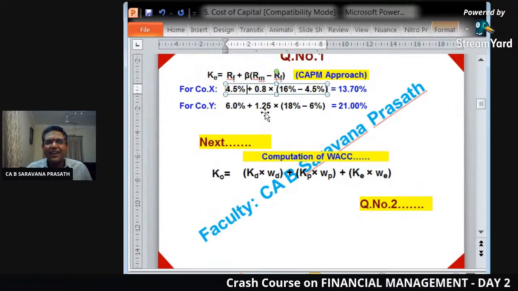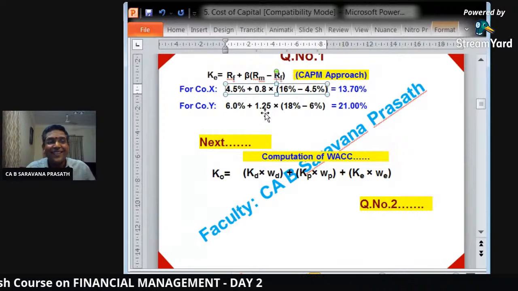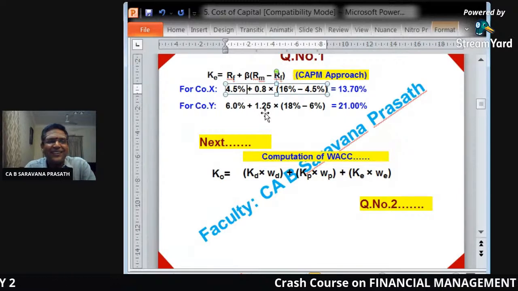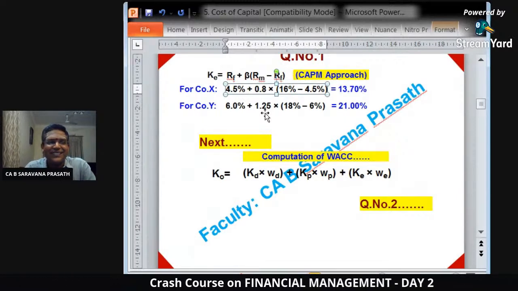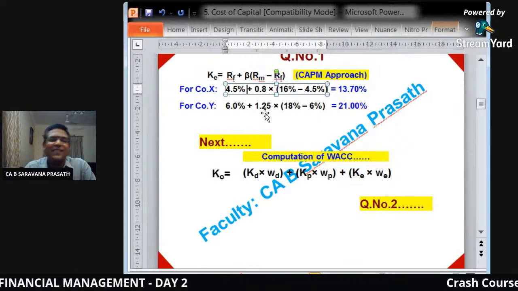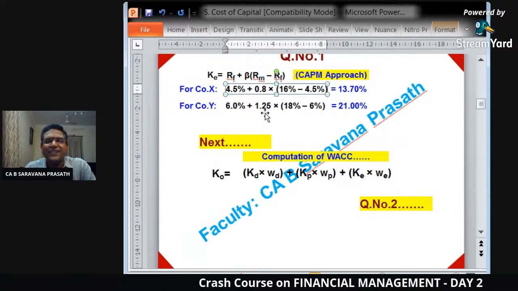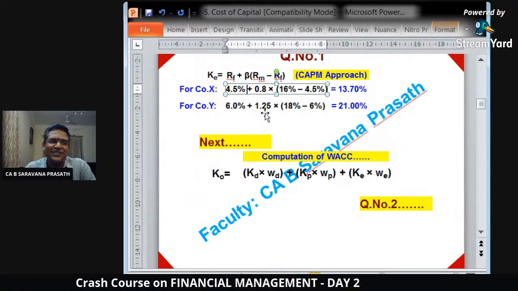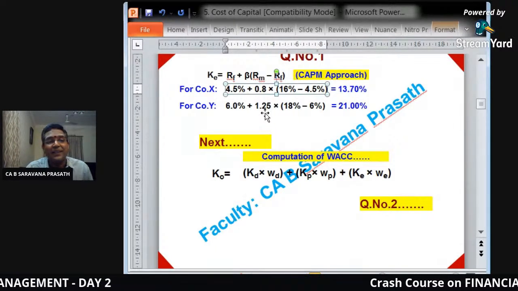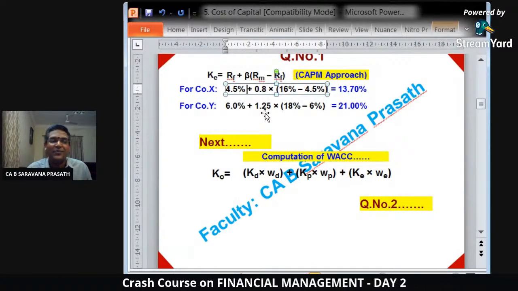What is the next item that we are going to learn? Before that, what have we learned so far in this topic? We have learned the formula for cost of debt. We have learned the formula for cost of preferential capital. And we have also seen the cost of equity capital. Under equity capital, we have seen it under 6 different approaches. Dividend price, earnings price, dividend price plus growth, earnings price plus growth, and realized yield approach.